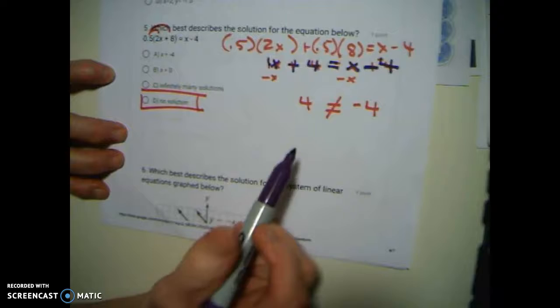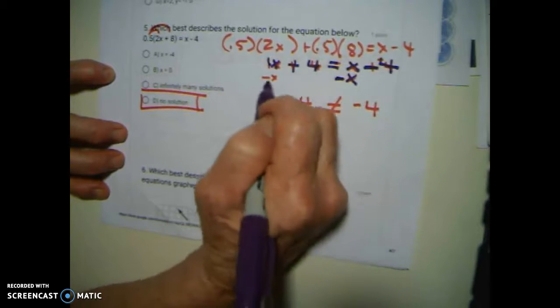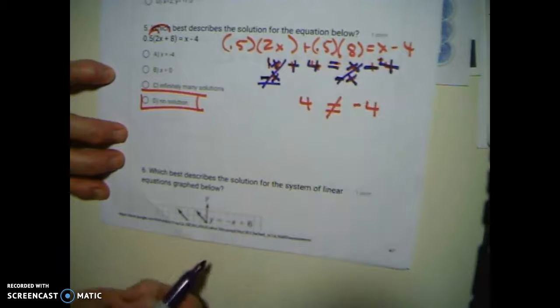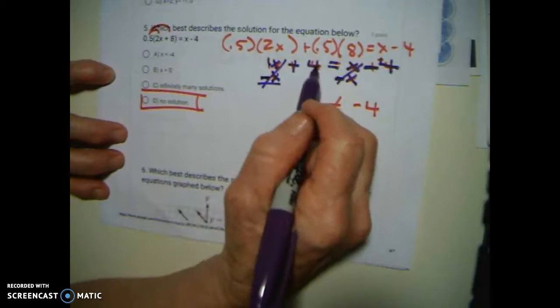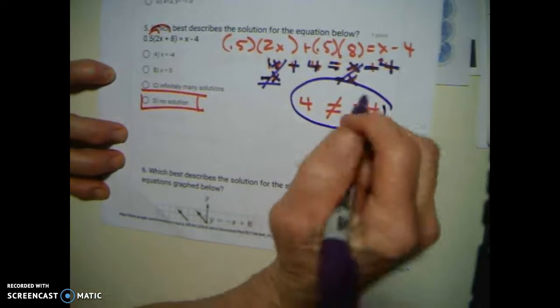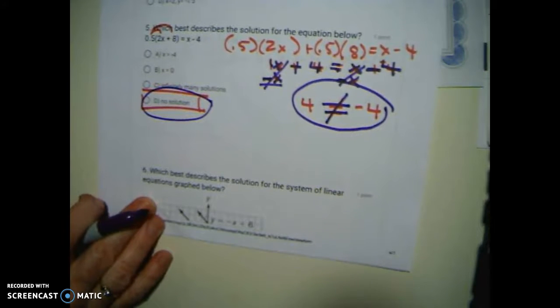Now I have a conundrum here because if I try to get x on one side, I subtract x from this side. I subtract x from this side. Both my x's cancel out altogether, and I'm left with 4 equals negative 4. Well, we know that 4 most certainly does not equal negative 4. Therefore, I have no solution to this equation.